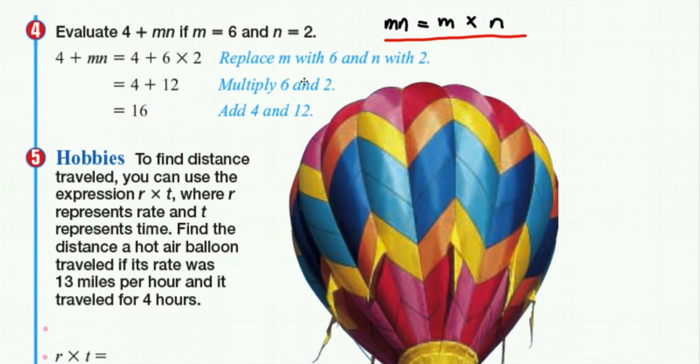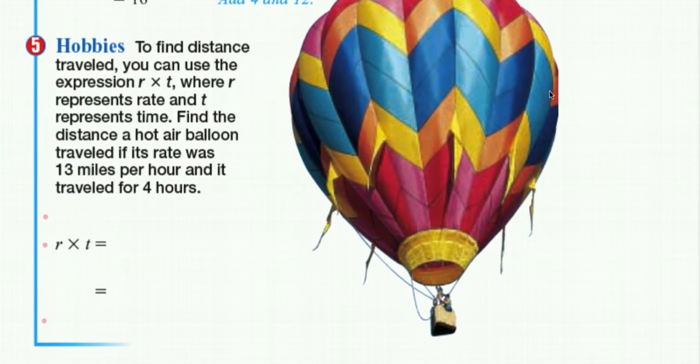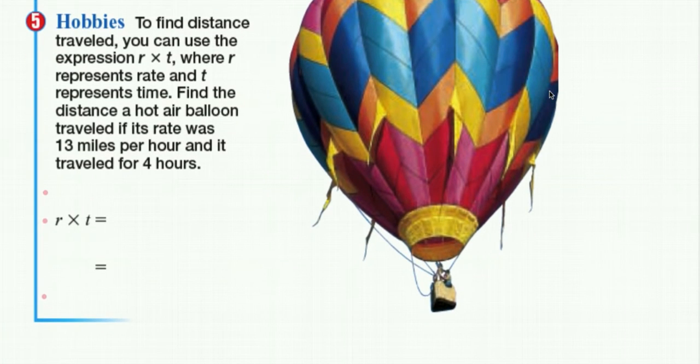So the value of 4 plus mn, if m is equal to 6 and n is equal to 2, is 16. Okay? Let's take a look at example number 5.